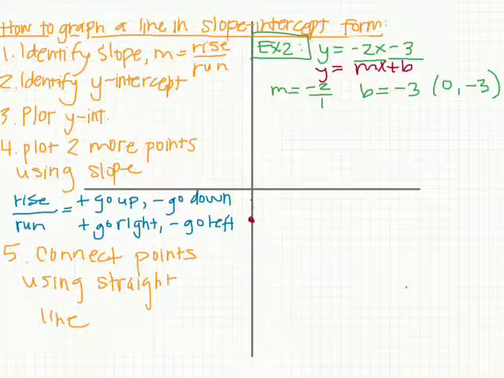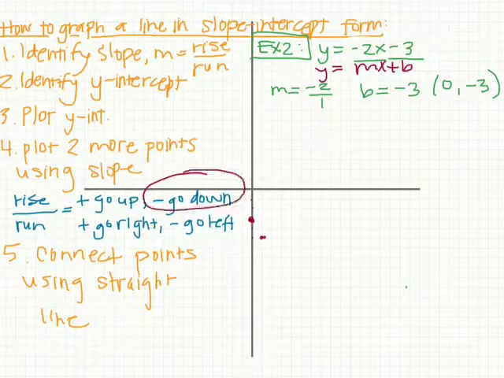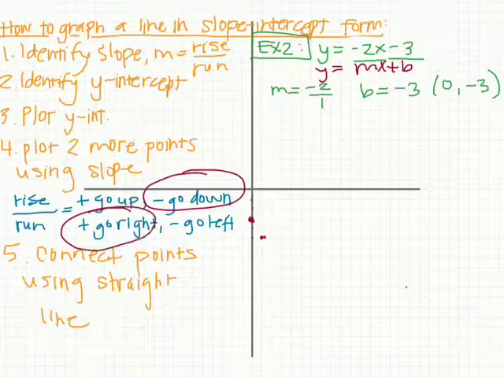Step 4 is to plot 2 more points using slope. So I'm going to start here at my point and count down 1, 2, over 1 to the right. Notice that I went down 2 because of that negative in front of the 2. And then I went to the right because the 1 is positive. So I went down for negative, to the right for positive.